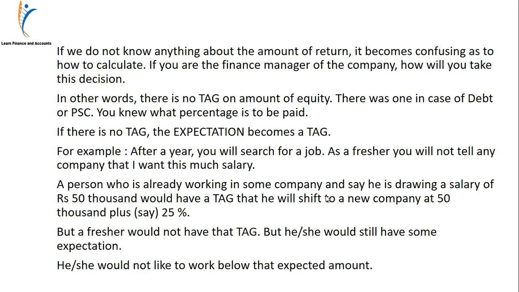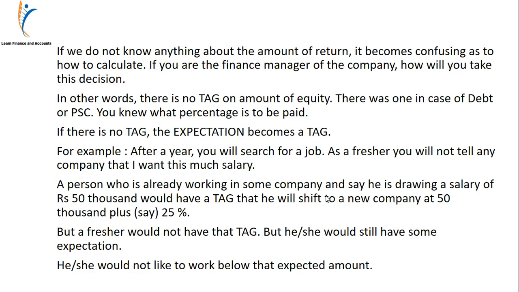Now I'll give you another example. So say after 1 year, you will be searching for a job. You have completed your degree, so you search for a job. As a fresher, you will not tell a company how much salary do you want.